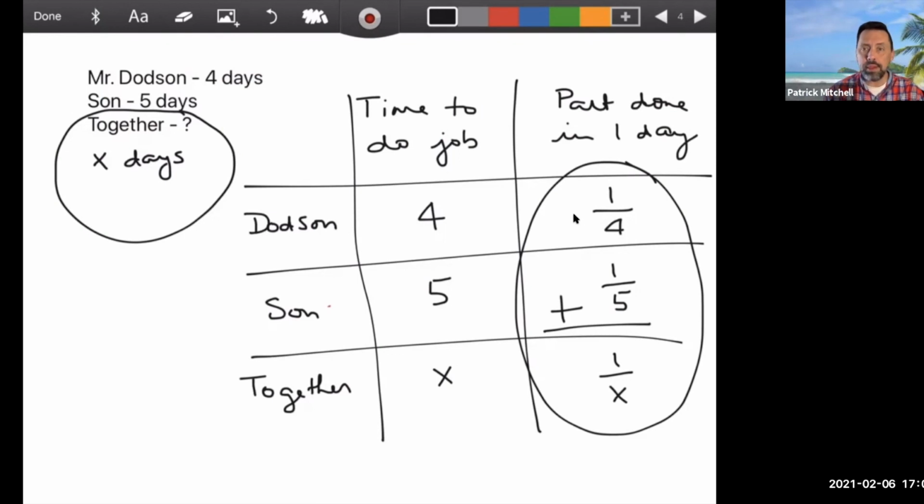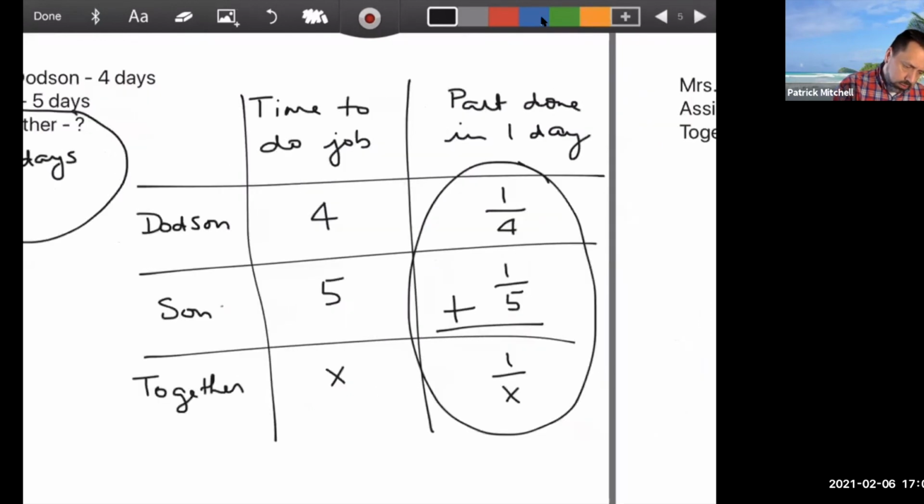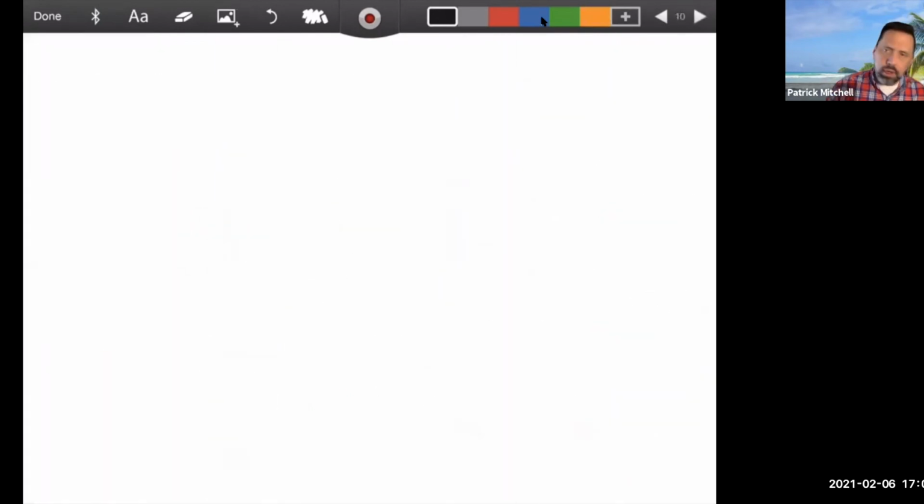All right, so now I need to make some space to solve this equation. I should have left a blank. You know what? Hold on. I'll just skip to the end here. Okay. Spoiler. There we go. All right, so the equation is 1/4 plus 1/5 equals 1/X.